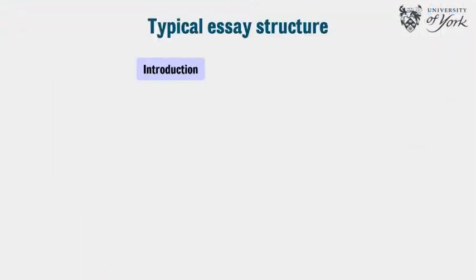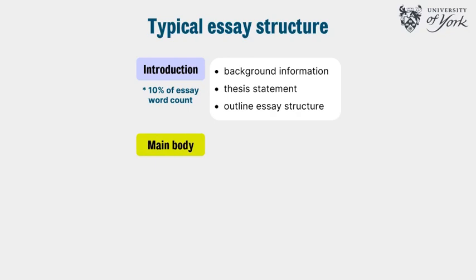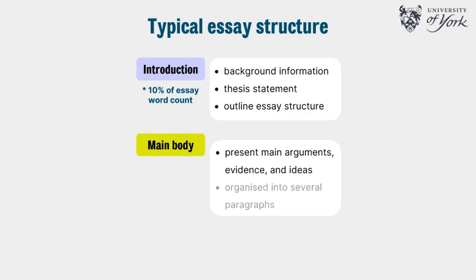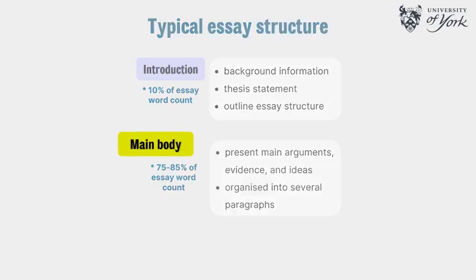The introduction will then be followed by the main body of an essay. This is where you present the main arguments, evidence, and ideas related to the topic. It will be made up and organized into several paragraphs, each of which will focus on a specific part or individual argument and support the thesis statement. The main body of an academic essay is where the majority of the word count is allocated, between 75 and 85%. Let's have a look at what each paragraph might include.